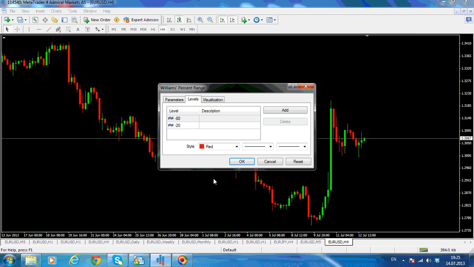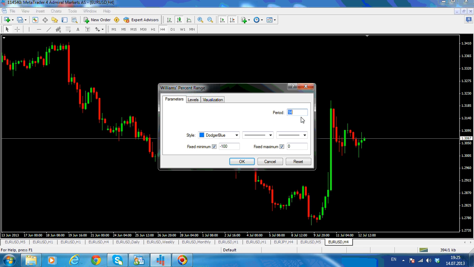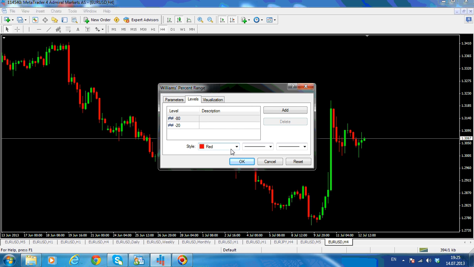So you choose the Williams Percent Range, and this oscillator should be used with the default settings. The default settings are a period of 14, and the levels are minus 20 and minus 80.